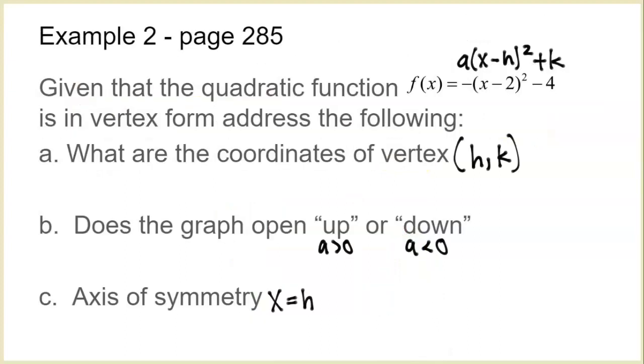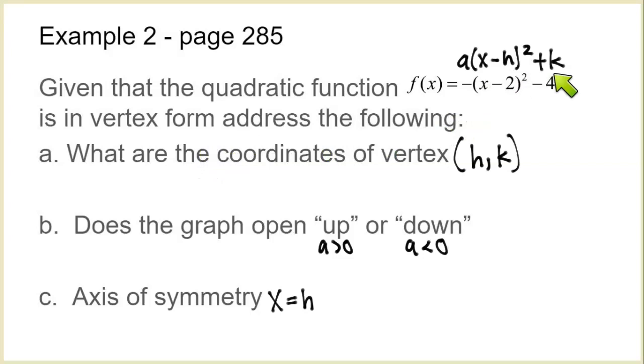All right, so here's our first real example of looking at a quadratic function and then identifying some information from that quadratic function. Example 2 on page 285 says, given the quadratic function f of x equals negative (x minus 2) squared minus 4, and so this is in vertex form, we want to find the following information. I believe it goes from A to F, if I'm not mistaken.